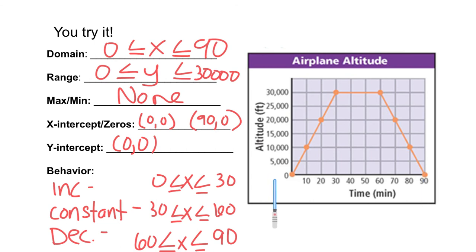And then this was actually increasing, constant, and then decreasing. And so I've got it increasing from 0 up to 30, because that's where my x would have been right there. And then between 30 and 60 on the x, it was constant. And then from 60 to 90, it was decreasing. So we've got increasing, constant, and decreasing there. All right, make corrections if you need to. Otherwise, we'll roll on.